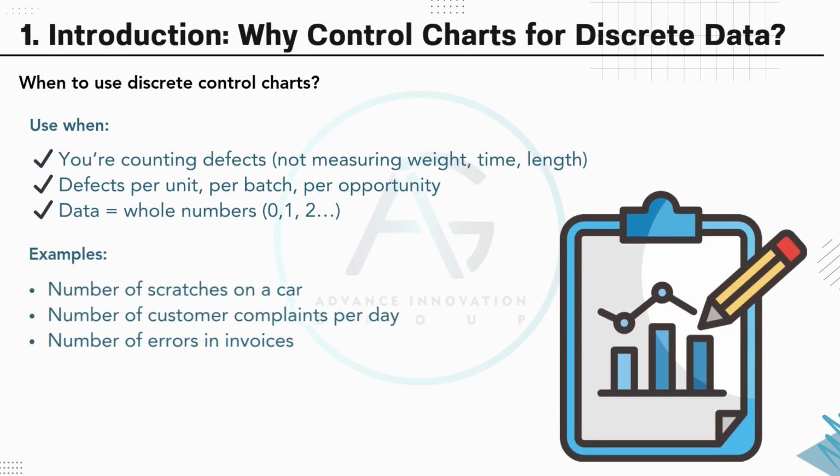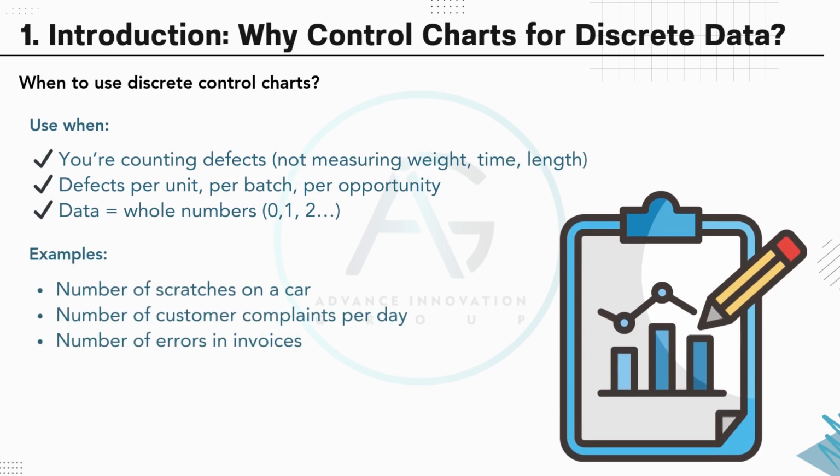Let's now look at when you should use discrete control charts. Discrete control charts are most appropriate when you are counting occurrences rather than measuring something on a continuous scale. You should use them when you're counting defects or events, not measuring dimensions like weight, time, or length. Your data reflects counts like defects per unit, per batch, or per opportunity. And importantly, your data consists of whole numbers like 0, 1, 2, and so on.